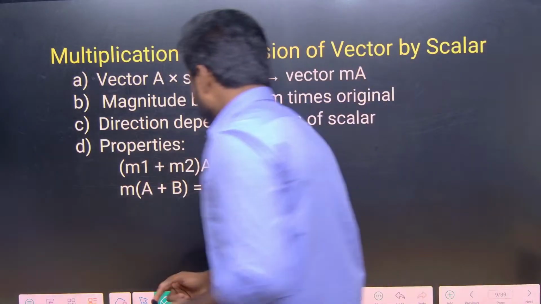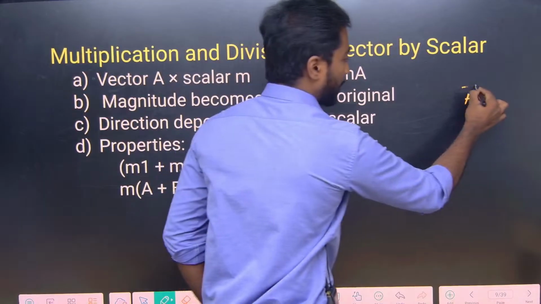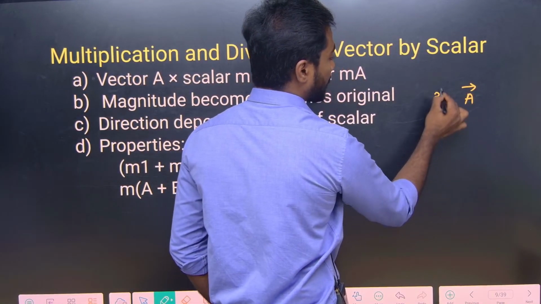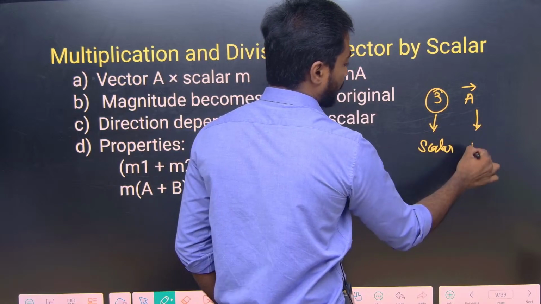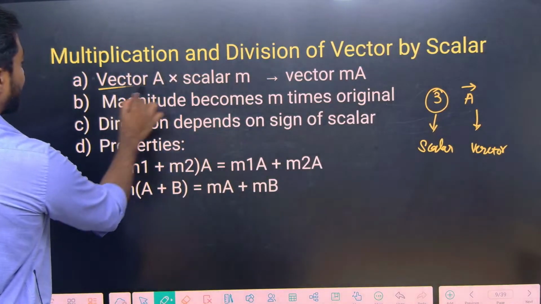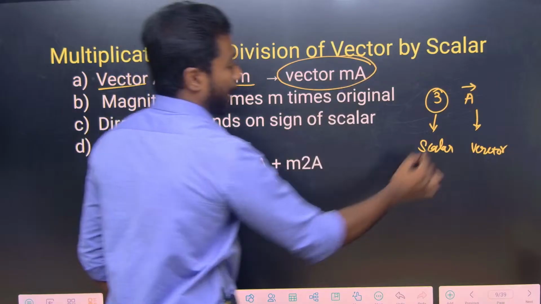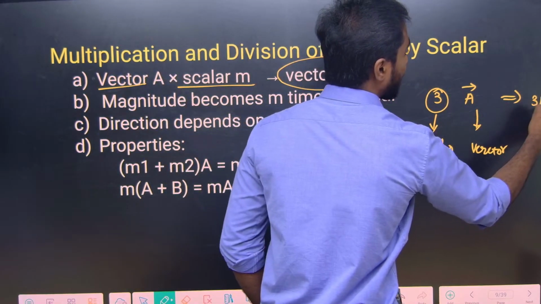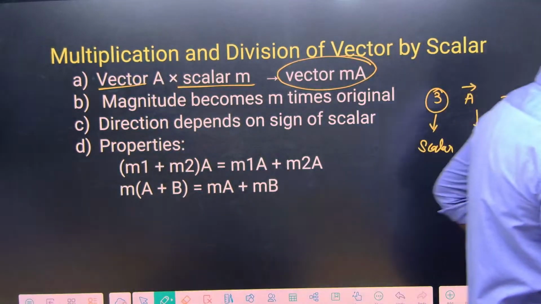I'll take a vector. A is a vector. If I multiply by 3, that is a magnitude, that is a scalar, no? This is a vector. So vector A times scalar m is nothing but vector mA. I'll get the answer as 3A vector.